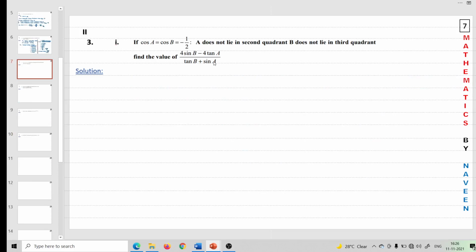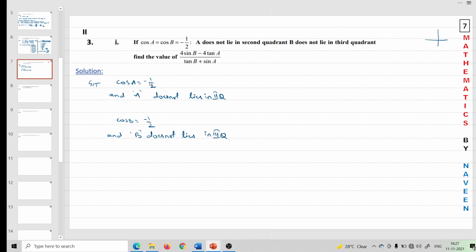Then find the value of this one. The solution, given that cos A is equal to minus 1 by 2 and cos B is equal to minus 1 by 2, and he has mentioned that A does not lie in the second quadrant, and B does not lie in the third quadrant.